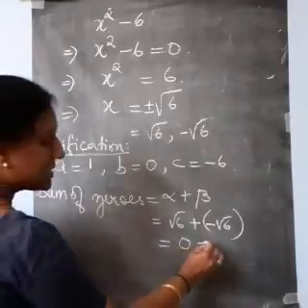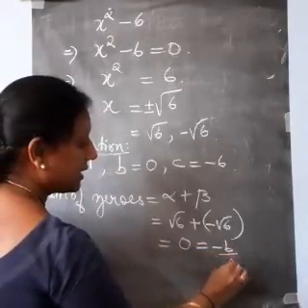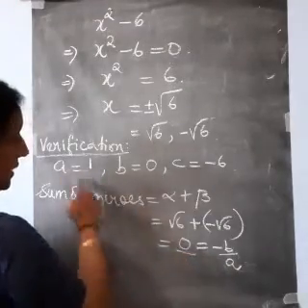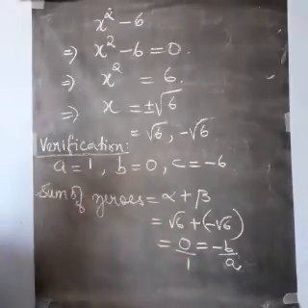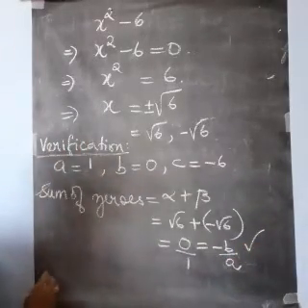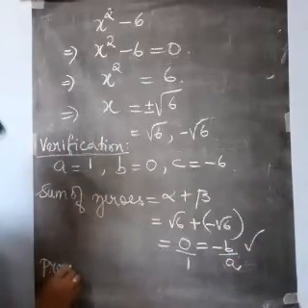So is this equal to minus b by a? Yes, b is 0, correct, and a is 1. So this is verified. So we have verified sum of zeros. Let us verify product of zeros.